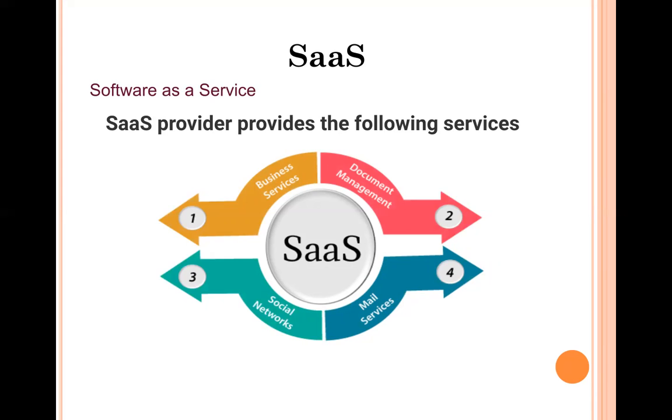Now, software as a service means what? It is also known as on-demand software. Whenever the user needs software, at that time the SaaS provider provides the services. It is a software distribution model in which services are hosted by the CSP, that is, the cloud service provider. These services are available to end users over the internet. So the end user does not need to install any software on their devices to access these services.